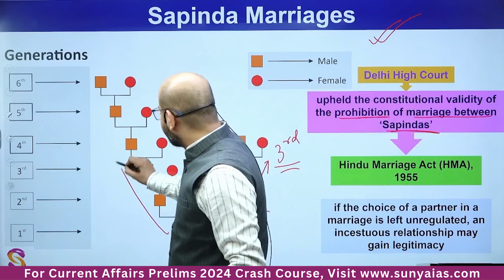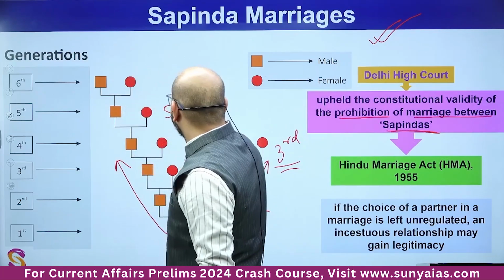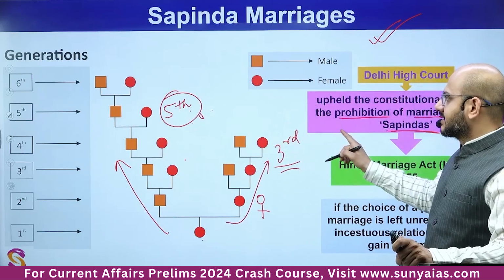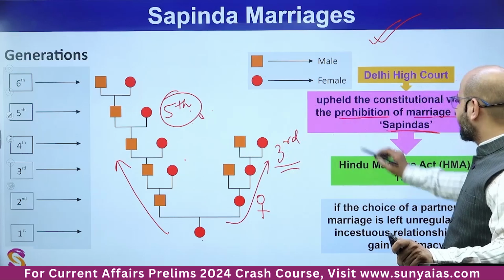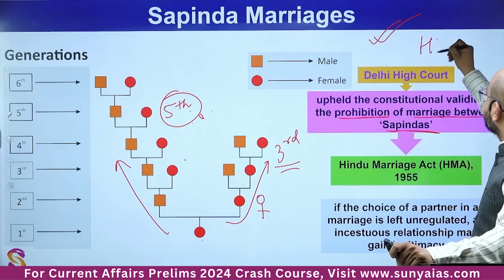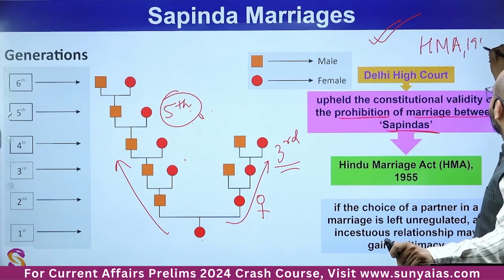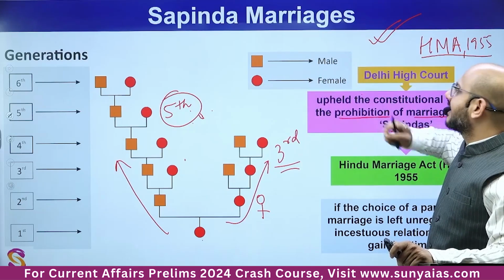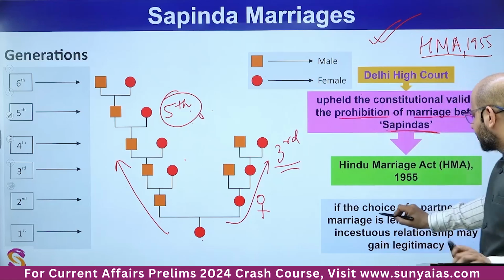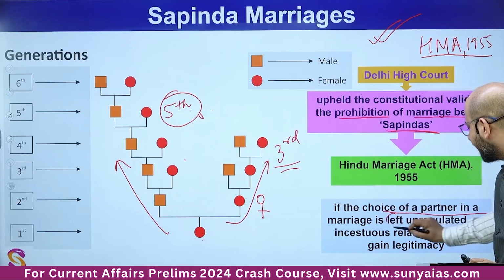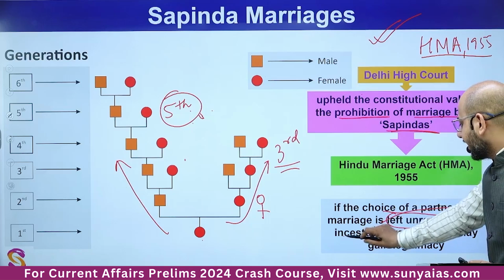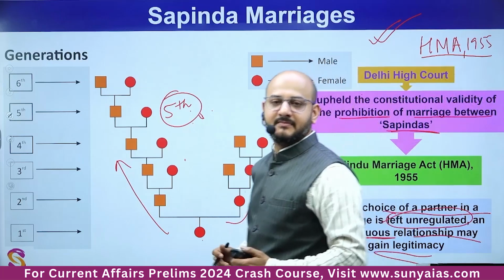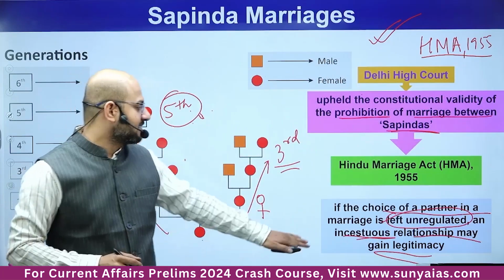Okay, and from the paternal side up to the fifth generation, that will be termed as Sapinda marriages. As per the Hindu Marriage Act 1955, there is a prohibition of Sapinda marriages, and the reasoning given by the Delhi High Court was that if the choice of the partner in a marriage is left unregulated, an incestuous relationship may gain legitimacy. Incest may gain legitimacy.